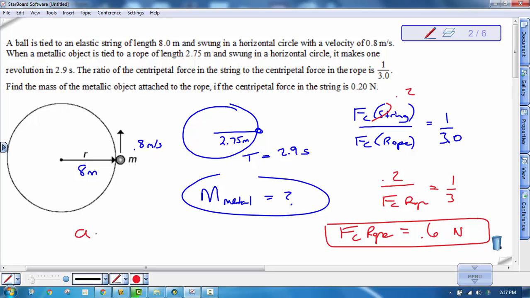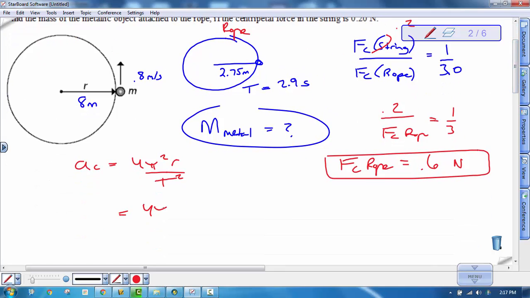Next, we're going to find the centripetal acceleration for the rope. So this is the rope here, and we're going to use the formula in our formula sheet for that: 4 pi squared r over t squared, since we're given that information. So we have 4 pi squared, radius is 2.75, and the period is 2.9 squared. That gives us 12.909 about, and that's meters per second squared.